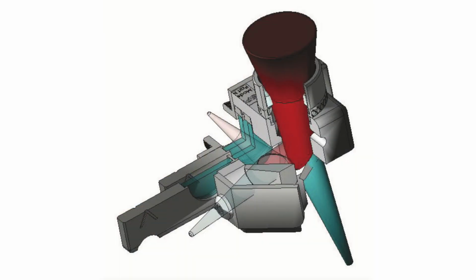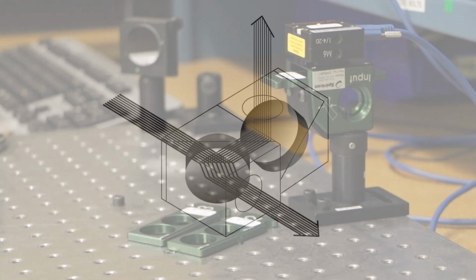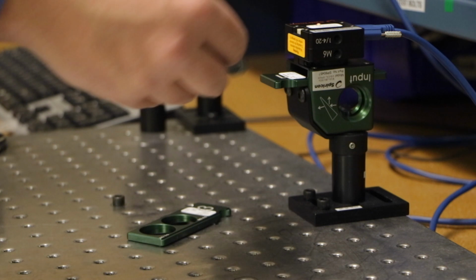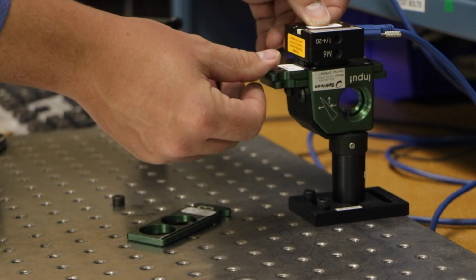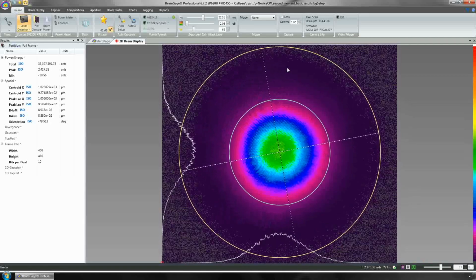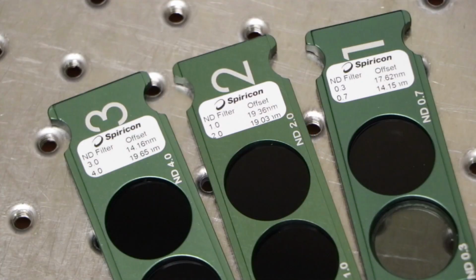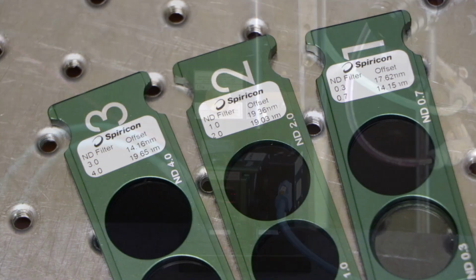The Ophir Focal Spot Analyzer includes a dual-surface optical attenuation device, a set of neutral density filters, a high-resolution 2.8 megapixel CCD camera, and award-winning BeamGage Professional beam profiling software. The optical path length is provided for each ND filter.